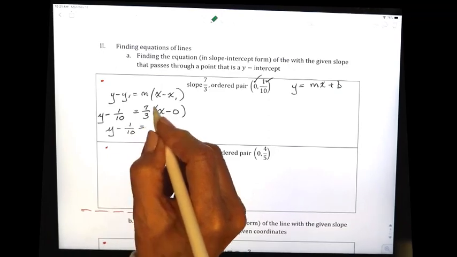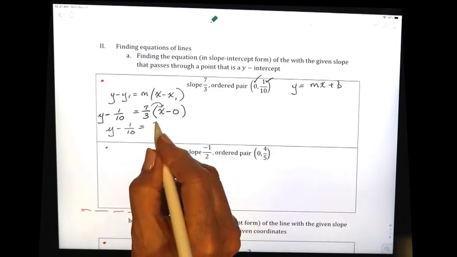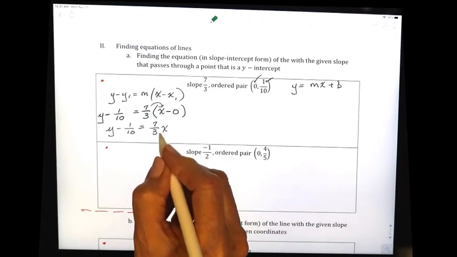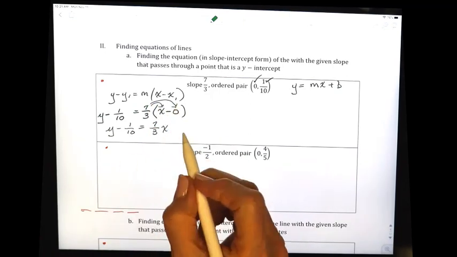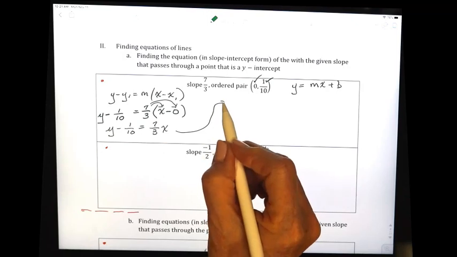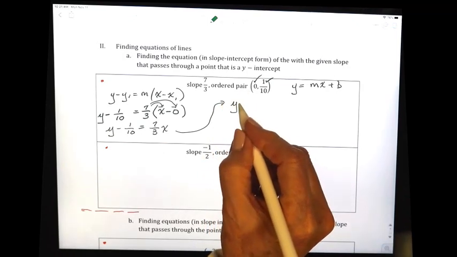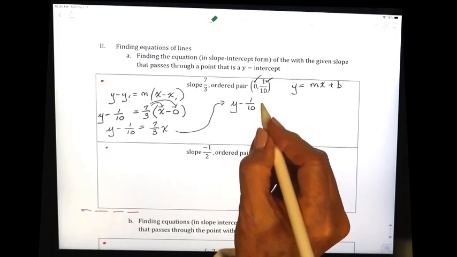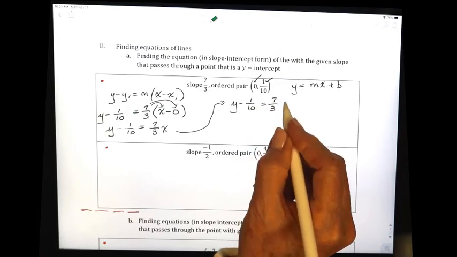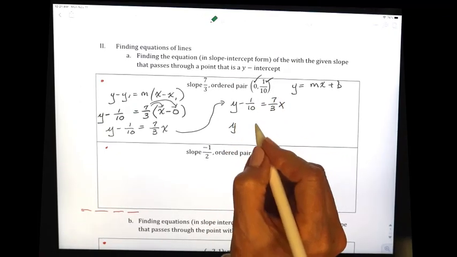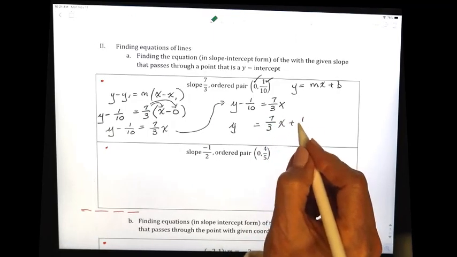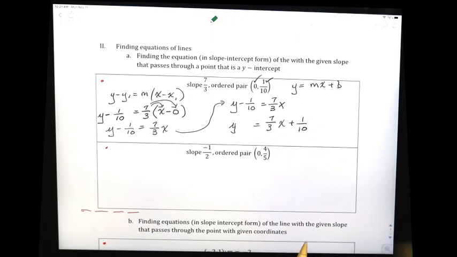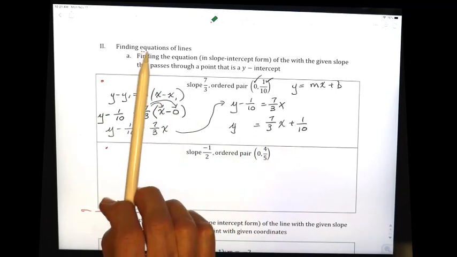I'm going to distribute this 7/3 times x. And of course 7/3 times 0 is just 0, so I'm not going to write anything else down there. And continuing on, let me rewrite this. I need to add 1/10 to both sides. And now I'm ready to stop because I have this equation. That's what we were trying to find, an equation.